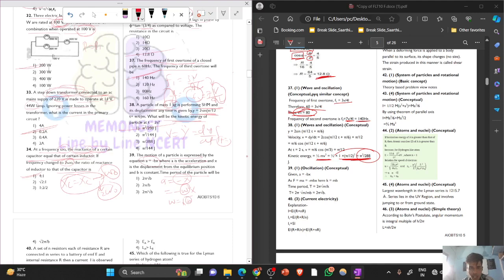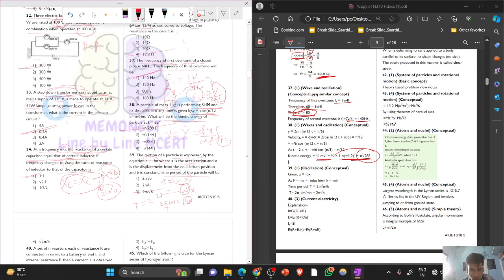So you know the time period for that SHM will be 2 pi by omega. Time period will be what? You know omega is 2 pi by T. So it will simply be T equals 2 pi by root b. So option third will be your correct answer. It's again a formula based question.